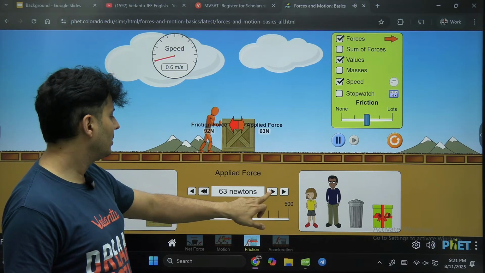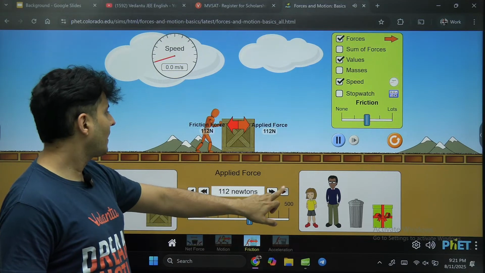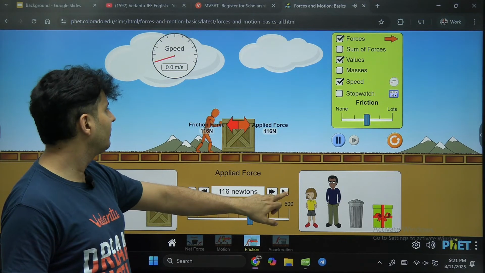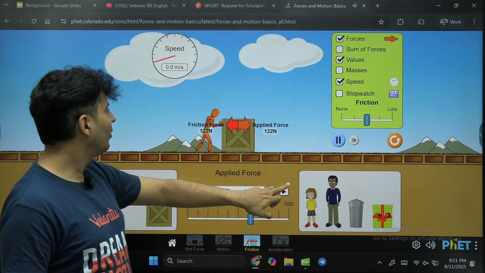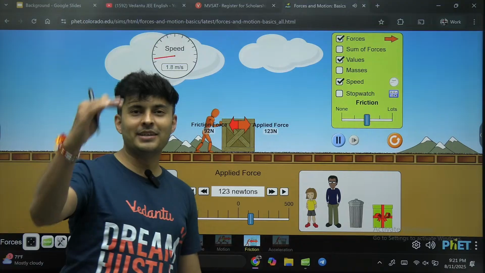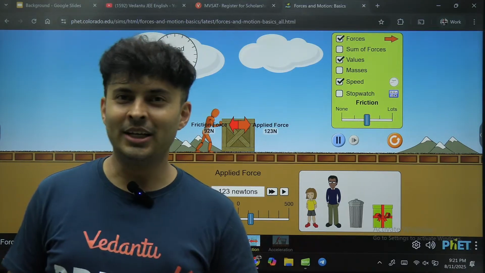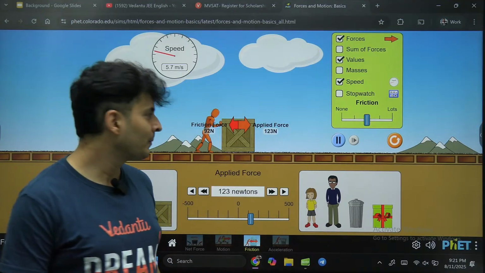Okay, it stopped. 111, nothing is happening. 114, nothing is happening. 115, 17, 18, 19, 20, 21, 122, nothing. 123, it begins to move. So the limit is 122. Got it? Limit is 122. After 122, friction lost its cool.